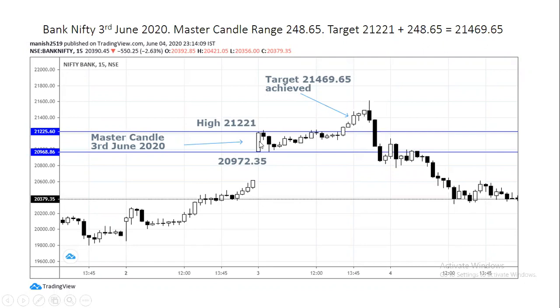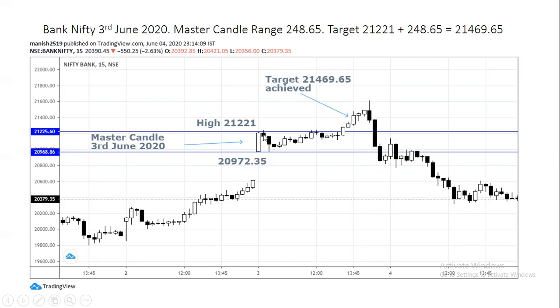Once you know that the first candle is the master candle, calculate the range. How will you calculate the range? High minus low. Now when you do this calculation, high minus low, you will get a range of 248 points in this example. This means after market opening, in the very first 15 minutes, we got a 248 points move in Bank Nifty.